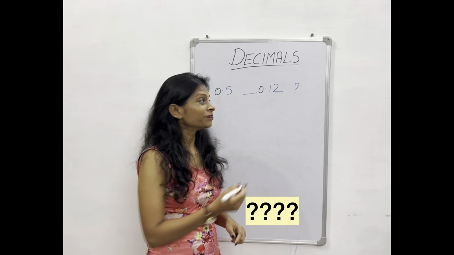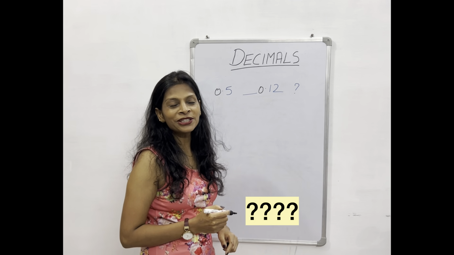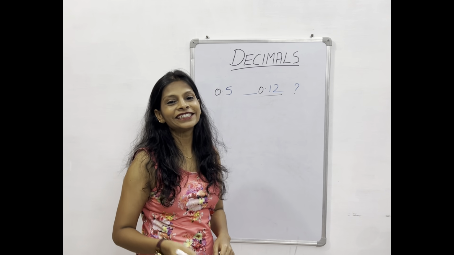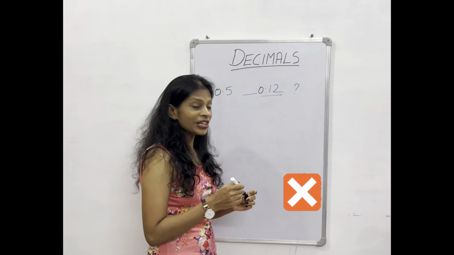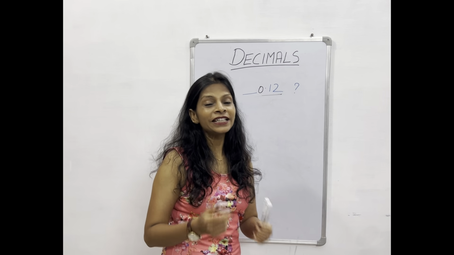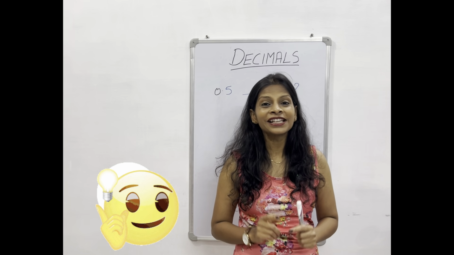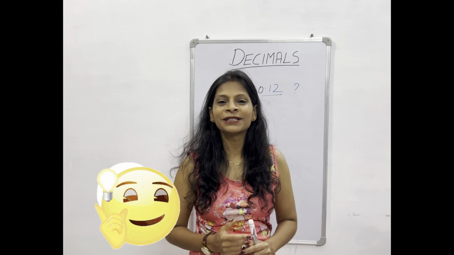Which number is bigger, 0.5 or 0.12? Most students think that 0.12 is bigger because it has more digits, but that's not true. So in this video, let's understand the place value of decimals so that whenever you get a decimal question, you are never ever confused how to compare decimal numbers.